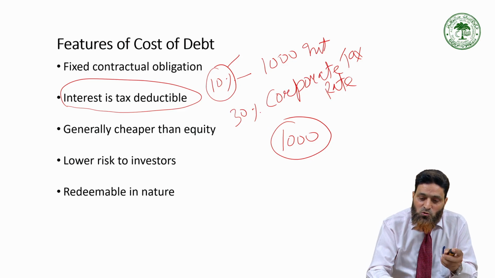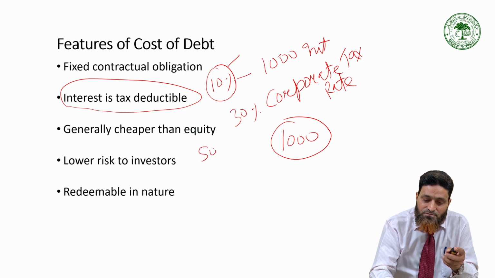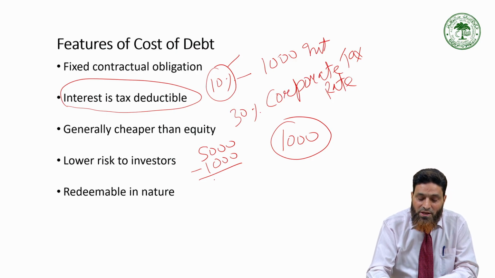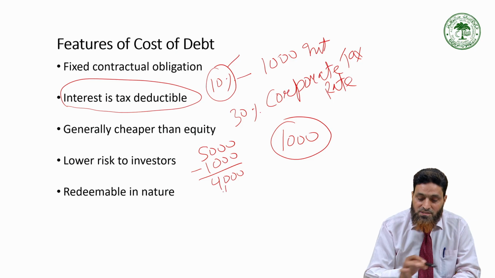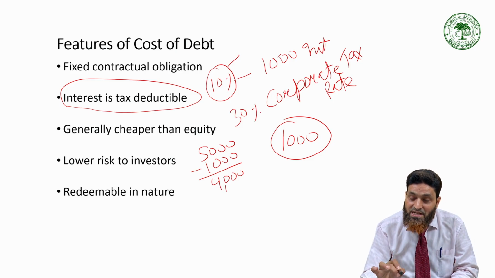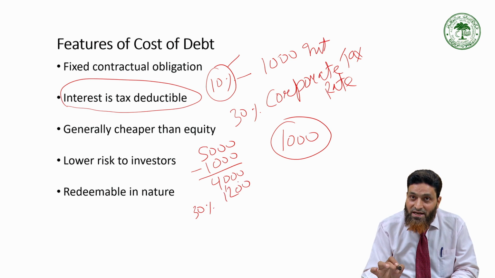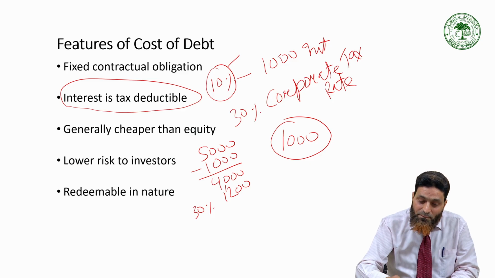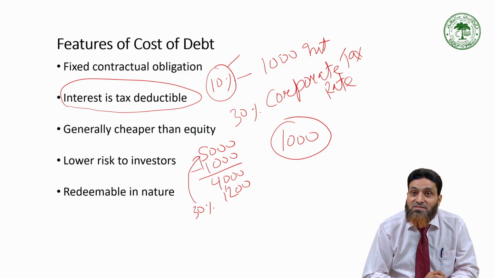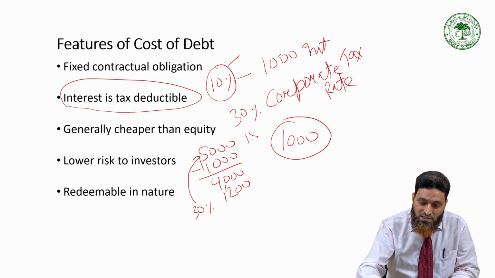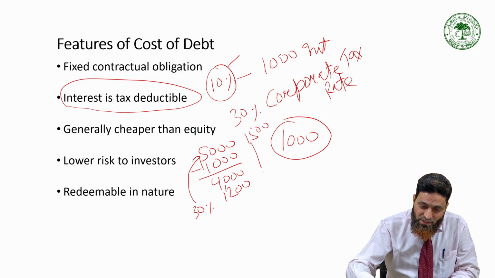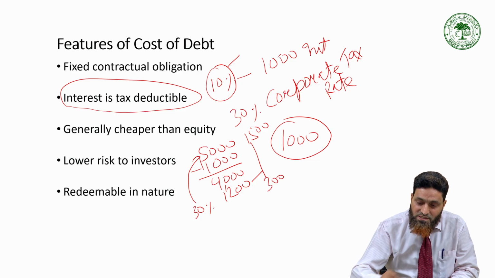Got the point? Suppose the total profit of the company was 5000, and if interest has been shown, then it will be considered an expense, so the remaining profit will be 4000. So tax payable at the rate of 30% will be on this 4000, that is 1200. Otherwise, if interest is not shown as an expense, the company would have paid 30% tax on this 5000, that is 1500. Got the point? So in this way, there is a saving of 300 rupees.